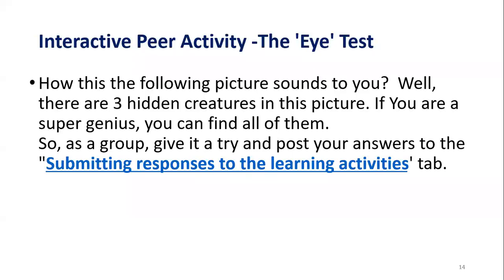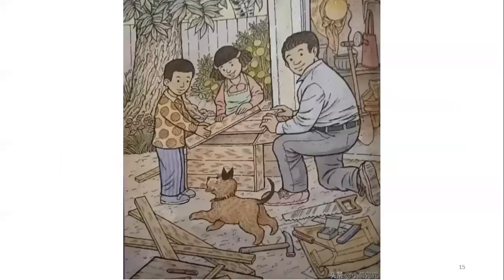Okay, so this is the first picture, guys. Have a look. Can you see that? Take a picture if you want. There are three hidden creatures. There are more than three hidden creatures, but don't say the answers now. I'm just showing you the picture. You need to discuss your findings among your group members. So this is the first picture. Take a snapshot, or else you can have a look at this picture in your LMS, under the eye test.